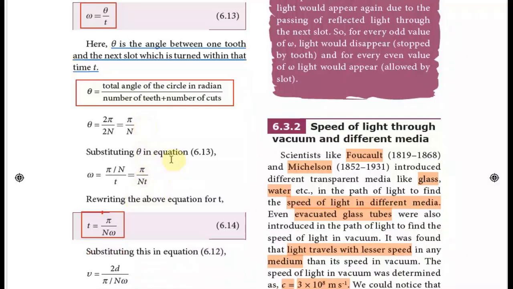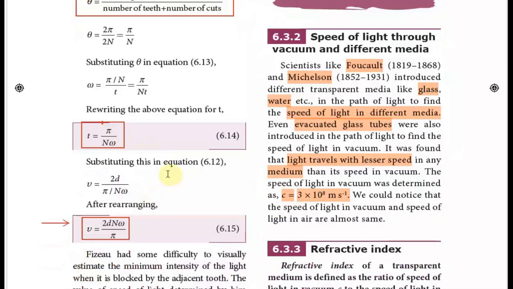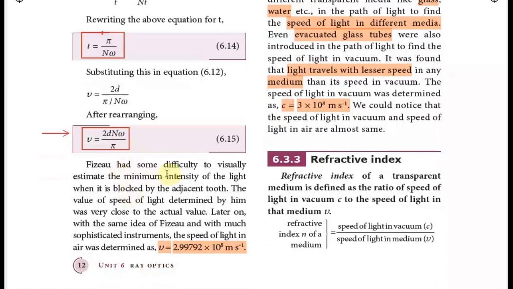Substituting the value of theta in equation 6.13, we have omega = (pi/n)/t, that is, omega = pi/(nt). Rewriting for t, we get t = pi/(n omega). Substituting this value of t in equation 6.12, we have v = 2d/(pi/(n omega)). After rearranging, we get the expression for the velocity v = 2d n omega/pi. Fizeau had some difficulty in visually estimating the minimum intensity of light when it is blocked by the adjacent tooth. The value of the speed of light determined by him was very close to the actual value.